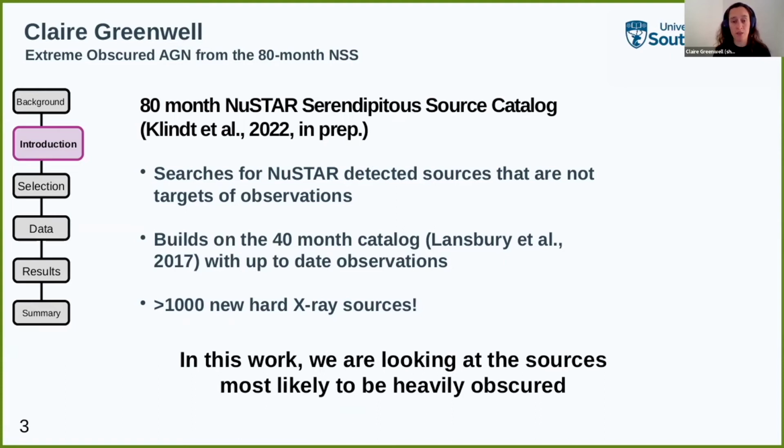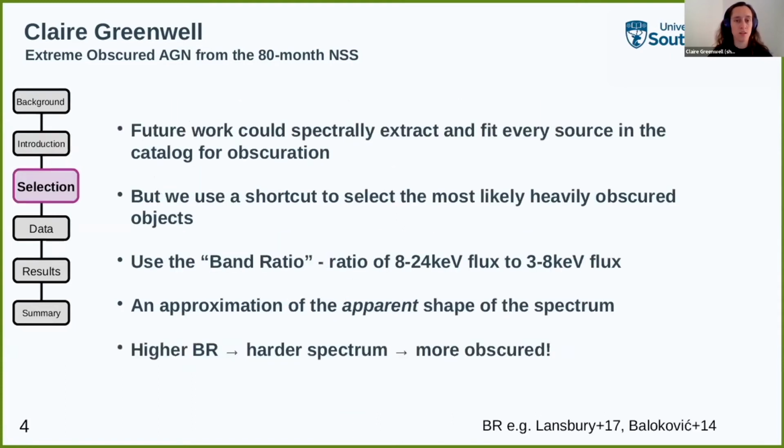So we'll look at the sources from this that are most likely to be heavily obscured. There's a lot of sources in this work, and in theory, you could spectrally extract and fit every single source if you had the time to find the most obscured sources. But for this work, we're going to use a shortcut to select the most probable heavily obscured objects. And for that, we'll use the band ratio.